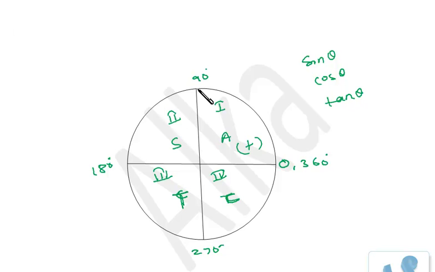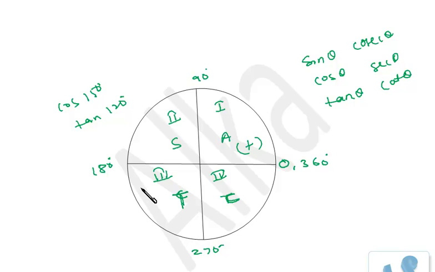In the second quadrant, 90 to 180, S, that means sine theta will be positive. Cos theta and tan theta, both of them will be negative, right? So if we take any value between 90 to 180, we can say cos 150 or tan 120, all of them will be negative. Okay, so if sine theta is positive, cosec theta will also be positive. Cos theta and tan theta negative, that means sec theta and cot theta will also be negative.